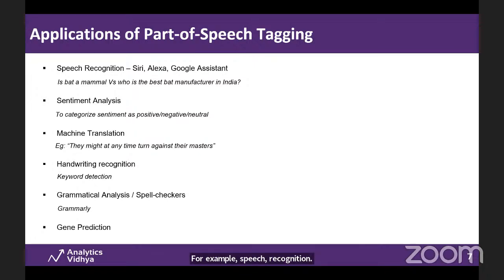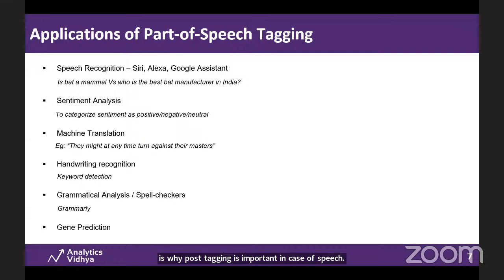I'm sure all of us have come across Siri or Alexa or Google Assistant, where you pick up and say, hey Siri, is bat a mammal? Versus asking Siri, who is the best bat manufacturer in India? If you look at these two questions, which involve the word bat, Siri has to understand the context of the word bat in the sentence. And for Siri to do the speech recognition, tagging the word becomes crucial, which is why POS tagging is important in the case of speech recognition.